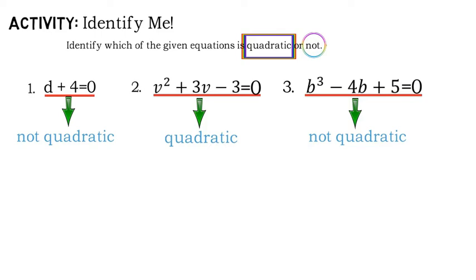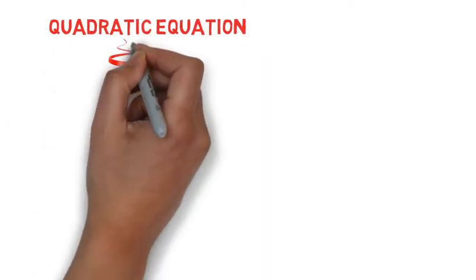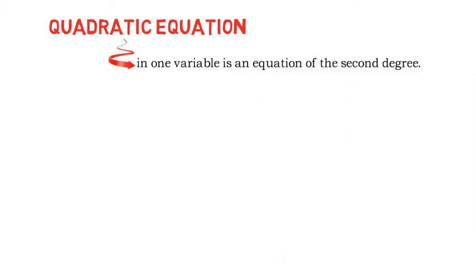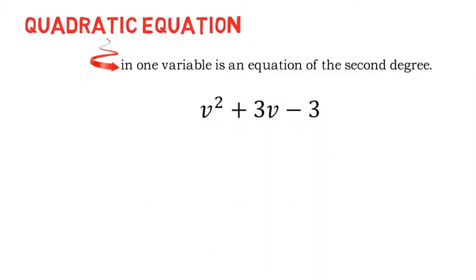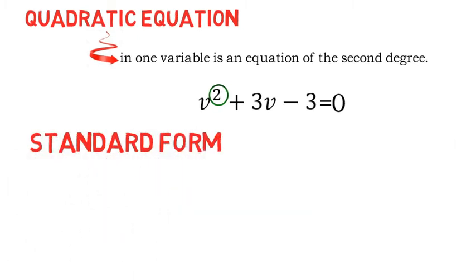What is a quadratic equation all about? A quadratic equation in one variable is an equation of the second degree. Like this example, it is in second degree, the highest exponent is 2. That example is written in standard form.